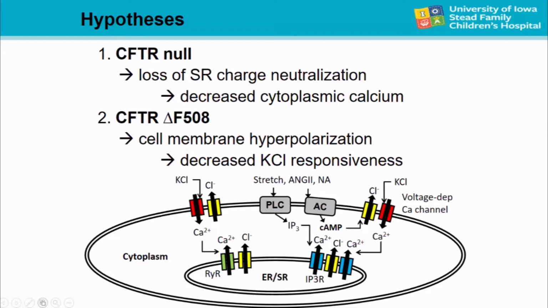I have a cartoon here. One of the journal editors asked us to try to make sense of some of the different pathways that we were trying to interrogate with our rig. But CFTR is highly expressed in the sarcoplasmic reticulum membrane, and we thought it could be charge neutralizing the flux of calcium. And we also thought that it could be contributing to potassium chloride responsiveness at the plasma membrane level, because voltage-dependent calcium channel release could be inhibited if the cell membrane was hyperpolarized. So here are some of our hypotheses based a little bit on known function of some of the different channels.